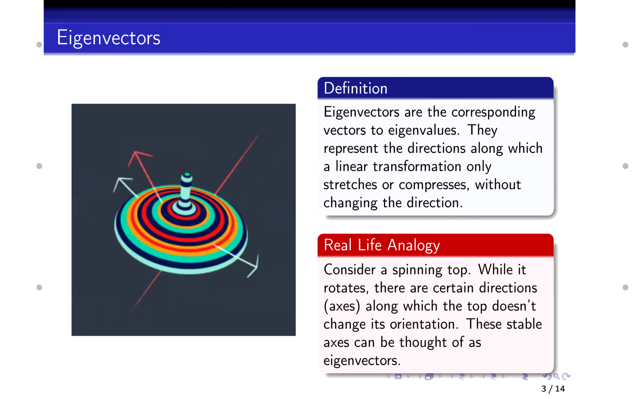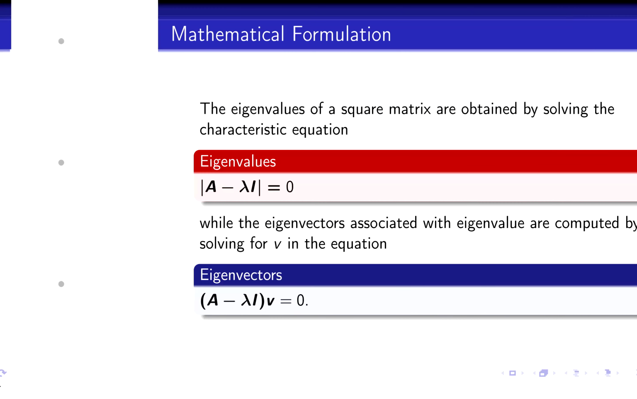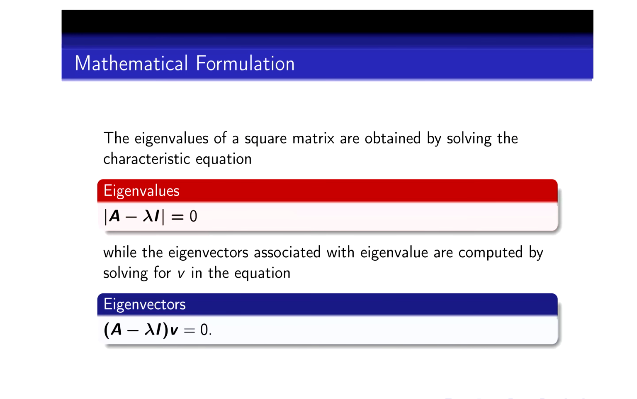Okay, so let's talk about the mathematical formulation of eigenvectors and eigenvalues. The eigenvalues of a square matrix are obtained by solving the characteristic equation, determinant of A minus lambda I equals 0. We've talked about the characteristic equation before when I was discussing the Cayley-Hamilton theorem. Lambda is just a scalar quantity, while I is the unit matrix corresponding to the matrix A.